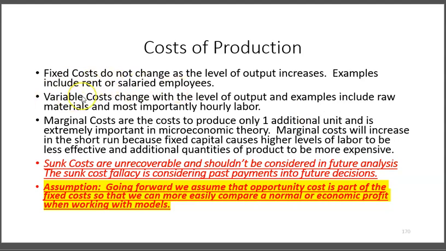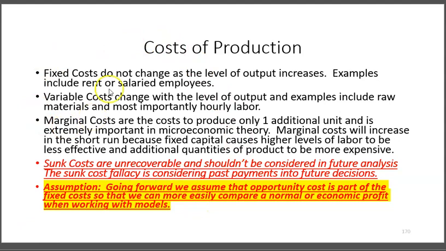Other things that fall into that variable category would include raw materials. So if we're thinking about Starbucks, we would be looking at coffee beans, creamer, coffee cups, lids, stir sticks, stoppers, etc. A very important one that you really want to keep in mind are what's called sunk costs. Sunk costs are unrecoverable, and you cannot really consider them in future economic analysis because they're gone. They are never coming back. You have to keep looking forward.